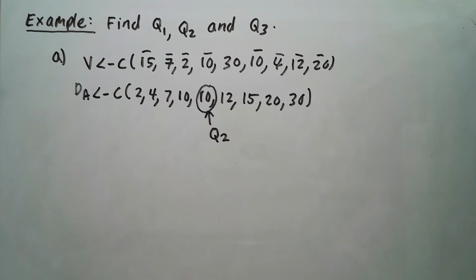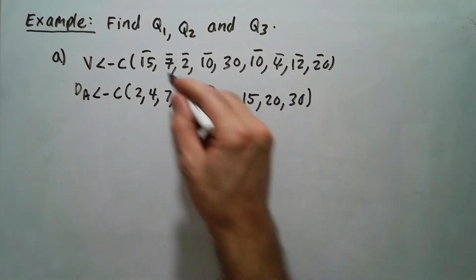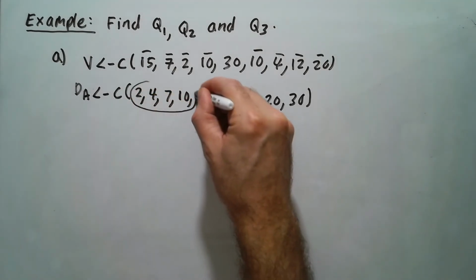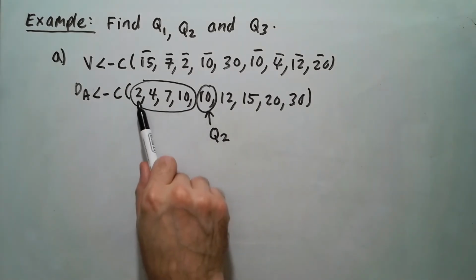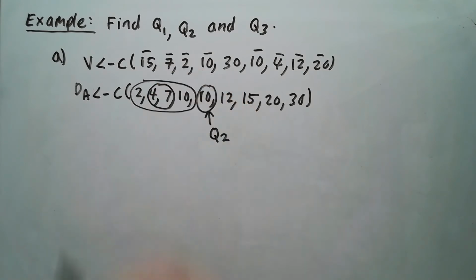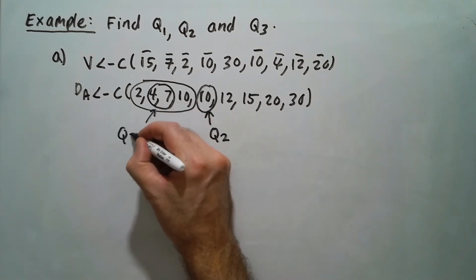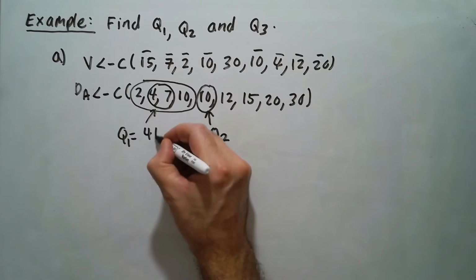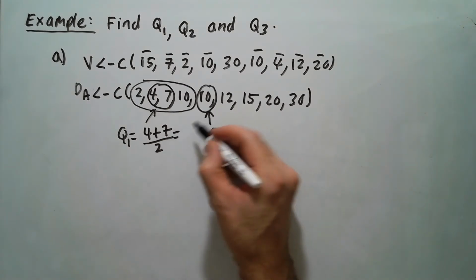Okay, let's find Q1 next. For Q1, we're going to remove the median plus all the numbers to the right of it. So I'm left with these numbers then, and we're going to find the median of those numbers. Notice here there is no middle, but 4 and 7 are in the middle positions. So Q1 would equal 4 plus 7 divided by 2, and that's 11 over 2. You can check that's 5.5. So 5.5 would be our Q1.